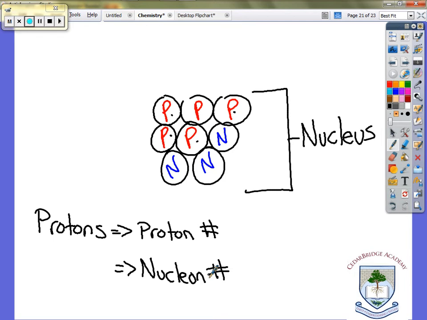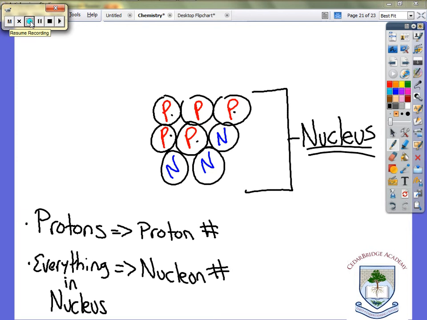The reason why they call it the nucleon number, if you lived in Bermuda, you are Bermudian. If you live in the nucleus, you are nucleon. So make sure you understand that. When you count just the protons inside of the nucleus, you get your proton number. If you count everything in the nucleus, you get your nucleon number.